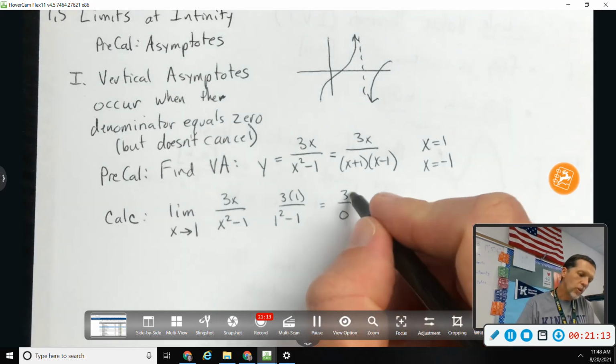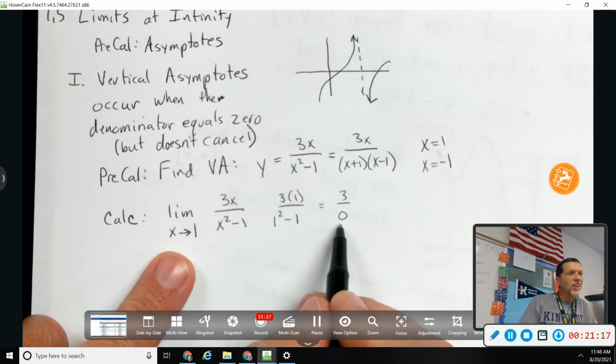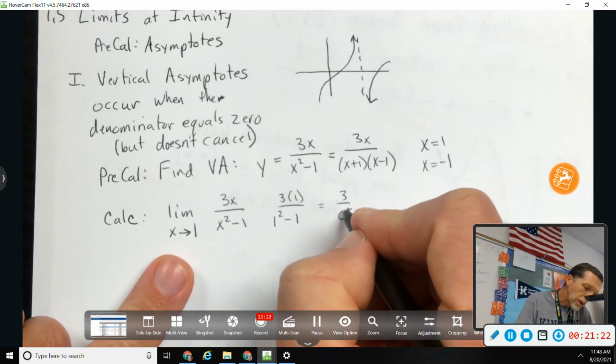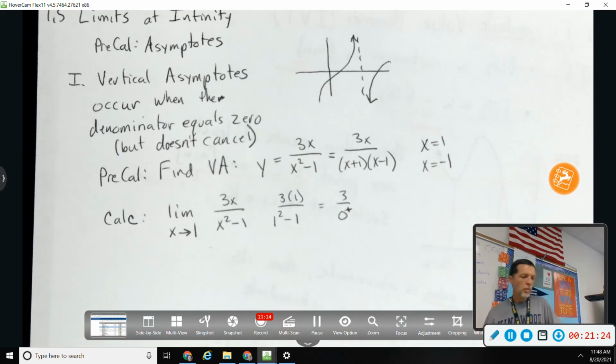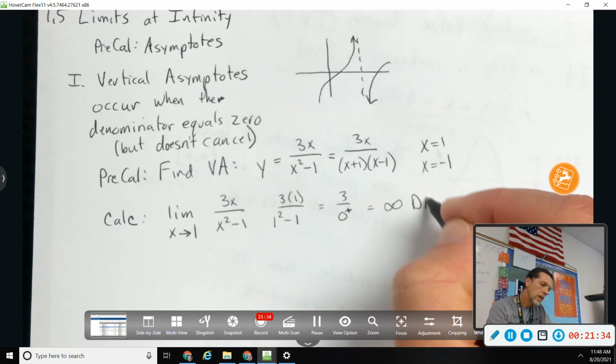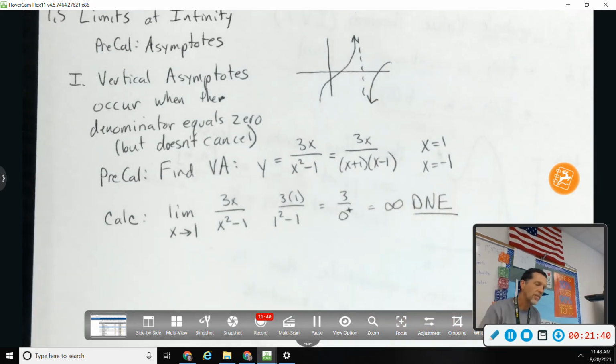So we're headed toward infinity. 3 divided by, right? Remember, we don't really get to 0, we just get close to 0. So we're at 0 plus or maybe 0 minus, depending on which side of 1 we're on. So if we divide by a really, really, really small number, we get a really, really, really big number. So that limit doesn't exist because it's infinity.